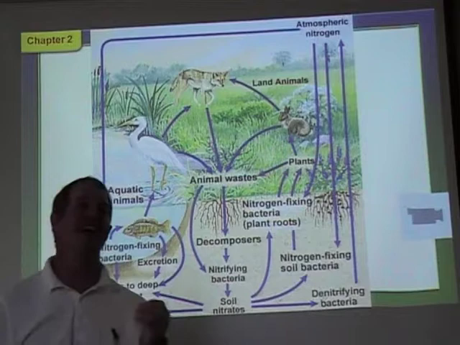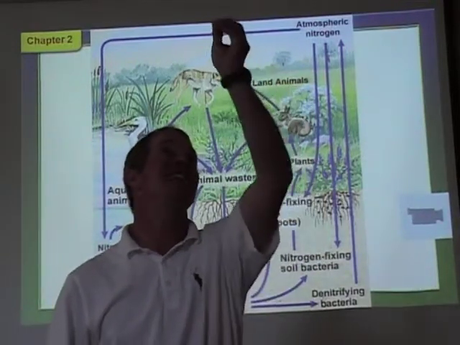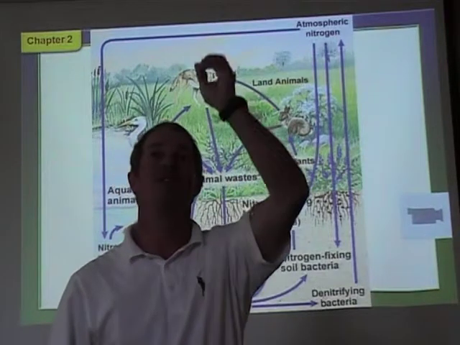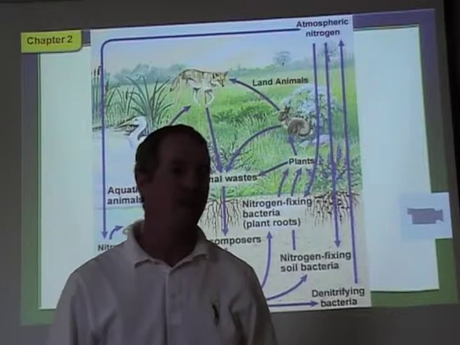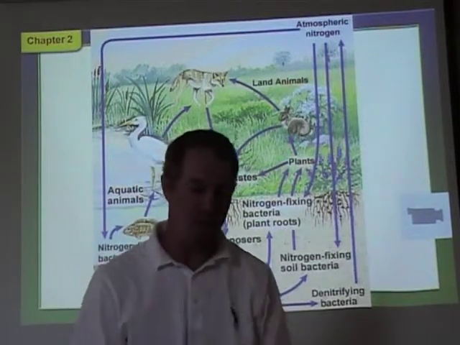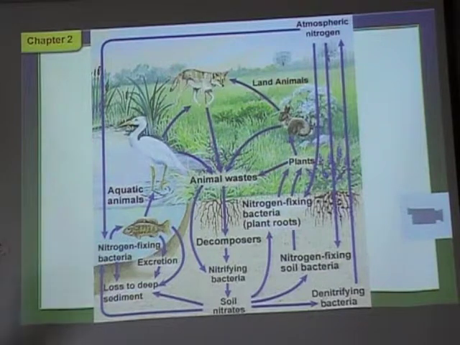Now, it's also true lightning plays a small role. Every time a lightning flashes, it changes some of the nitrogen in the atmosphere to nitrates that are heavy and fall out of the sky. And then get in the soils that plants can use. So lightning plays a role there.